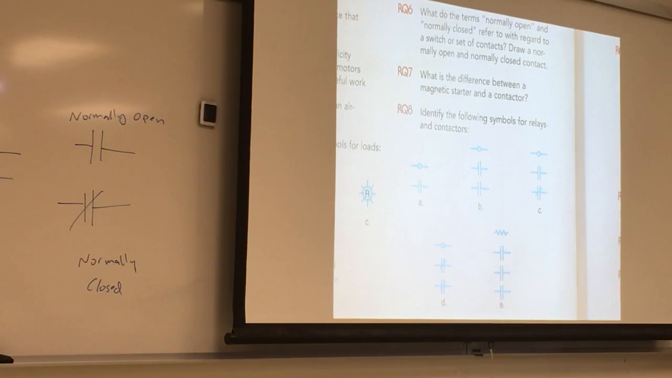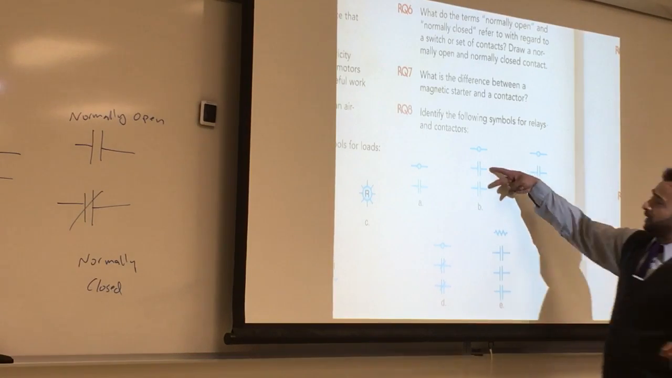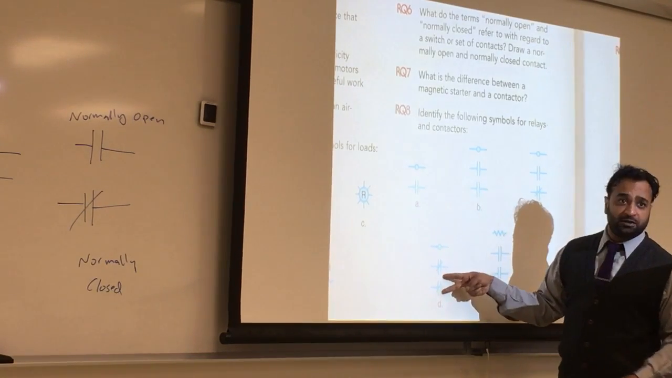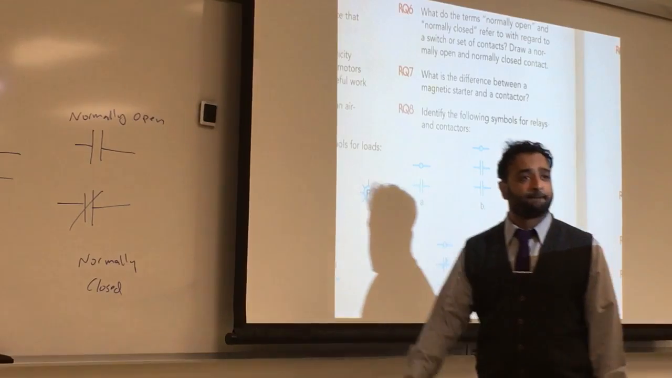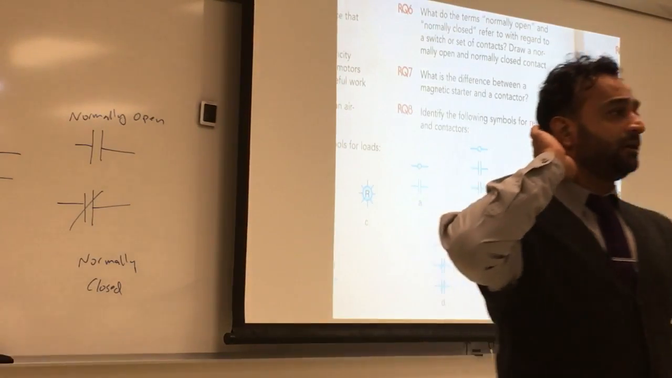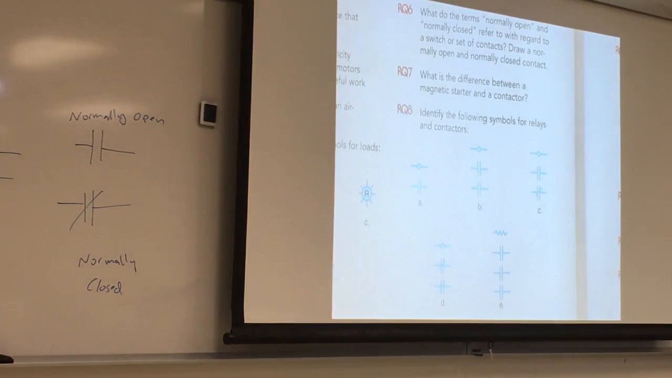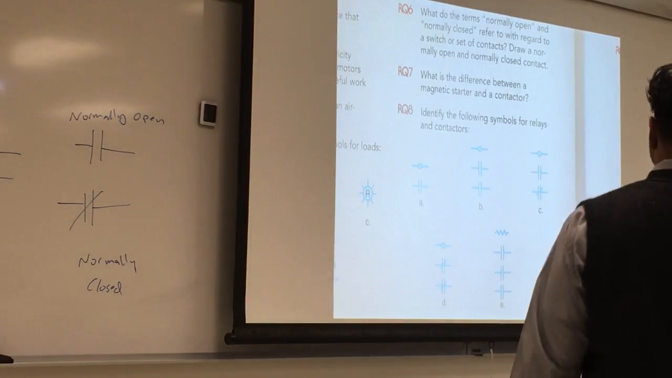Hold on, this is normally open though, and this one is normally closed, that's no difference. But the name of the relay is the same. So if you have three poles, and two are open and one is closed, it's double throw. It's going to be three poles, double throw. So D is double pole.